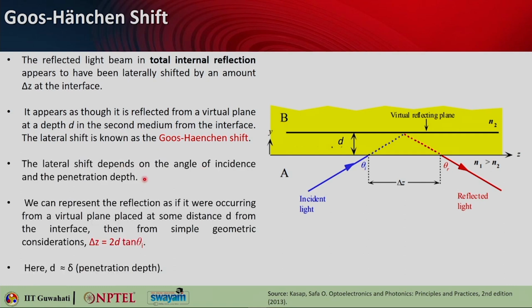And this shift also depends on the angle of incidence and the penetration depth. So you can see the formula here. Delta z, that is this shift, is given as 2d tan theta I. So it depends on the angle of incidence, and d can be roughly taken as the penetration depth. So it depends on both the penetration depth as well as the incidence angle.